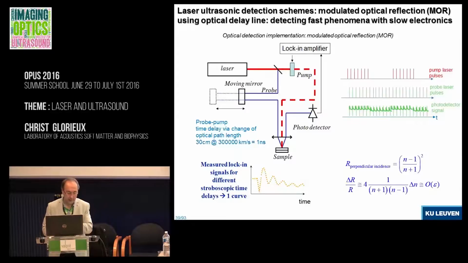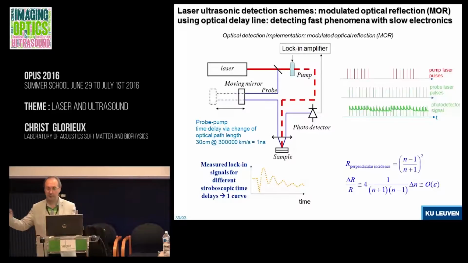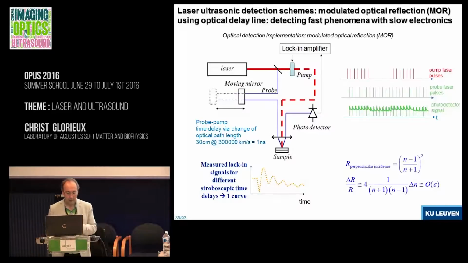If it arrives after the pump, you will have a small change of reflectivity. Now, by moving this mirror here, which is in the path of the probe, you can play with the arrival time of the probe. So you can play with the delay time. You measure for one position of the mirror the reflectivity, for example, 1 nanosecond after the pump, then you move the mirror. You measure it 2 nanoseconds after the pump, you move the mirror, and so on. In practice, you put the mirror on a translation stage, and you measure delay time by delay time how the reflectivity is changing.